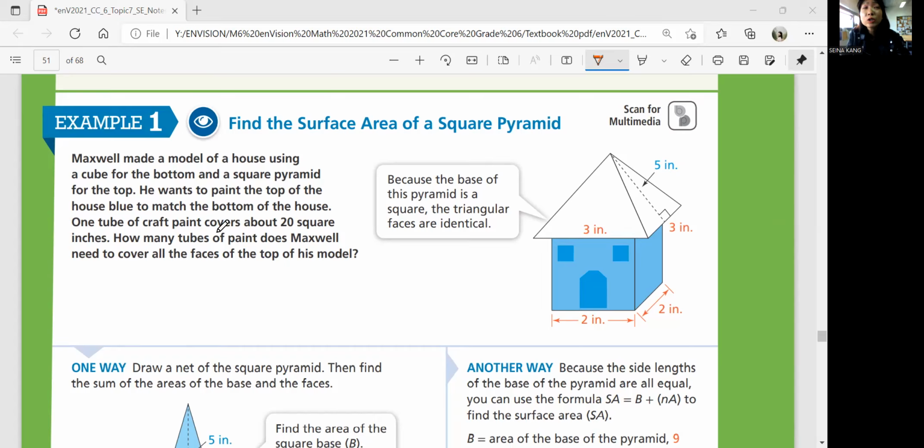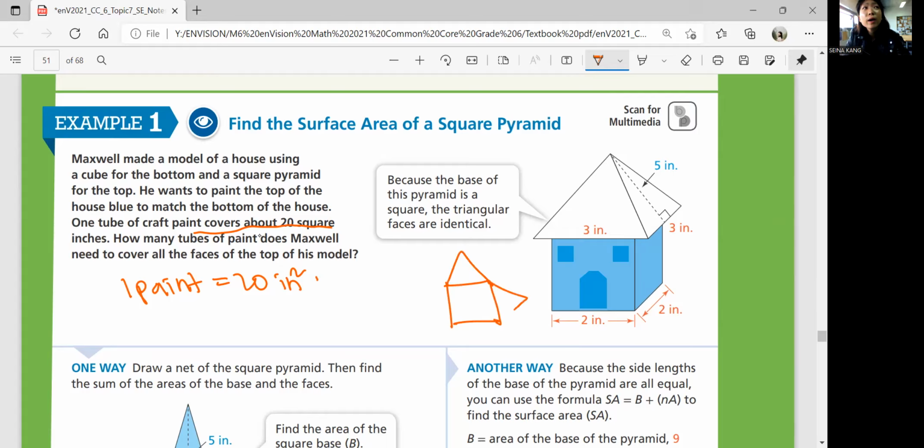So notice that you don't just figure out the surface area, you need to figure out how many paints you need. So 1 paint covers 20 square inches. After you figure out the surface area, you're going to divide it by 20 in order to figure out how many tubes of paint you need. So look at the pyramid. Because the base of this pyramid is a square, the triangular faces are also identical because they're all going to have the same base and height.